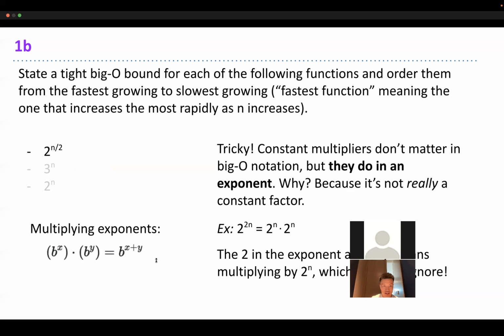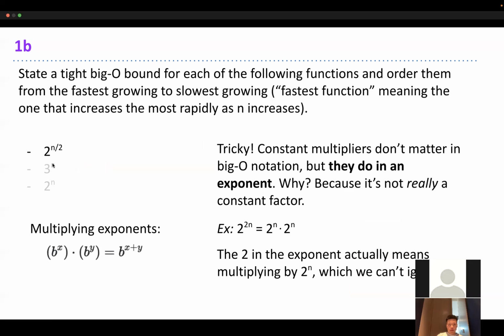Looking at some of these examples, dividing by 2 in the exponent actually significantly changes the runtime. Using this example, we have 2 to the 2 times n. That's equal to 2 to the n times 2 to the n.